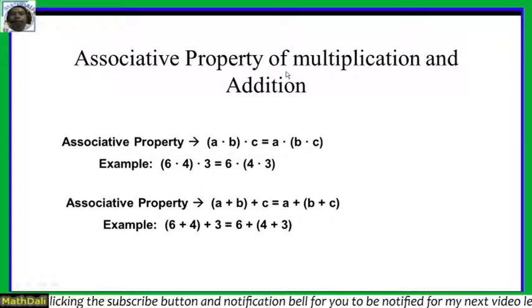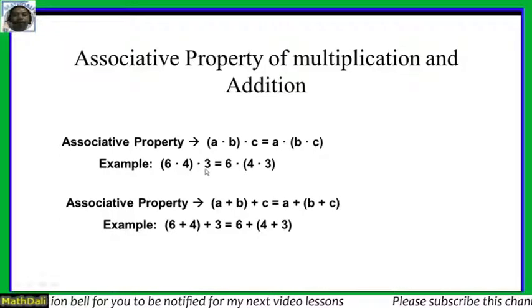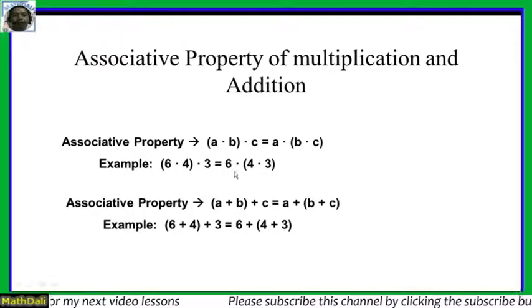Associative property of multiplication and addition. For multiplication, let us have this. 6, the quantity 6 times 4, yan, multiply to 3. That is also the same when we group 4 and 3, the product of 4 and 3. Yan, multiply to 6. 6 multiply to, yan, yung group naman na ito.